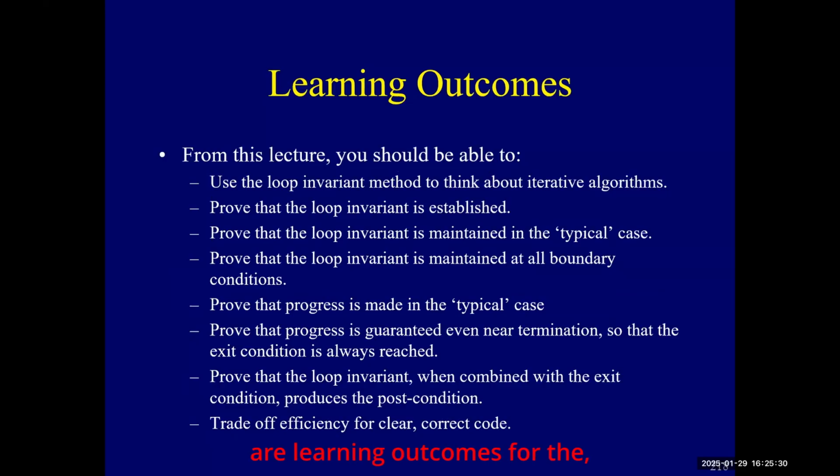All right, learning outcomes. You need to understand contracts between different systems and data structures. You need to understand loop invariants and how to think about iterative algorithms, how to establish and maintain the loop invariant. Also various weird boundary conditions versus the typical case, guaranteeing your code terminates, and proving that the loop invariant plus the exit condition gives the postcondition. And think about running time. Everybody good?